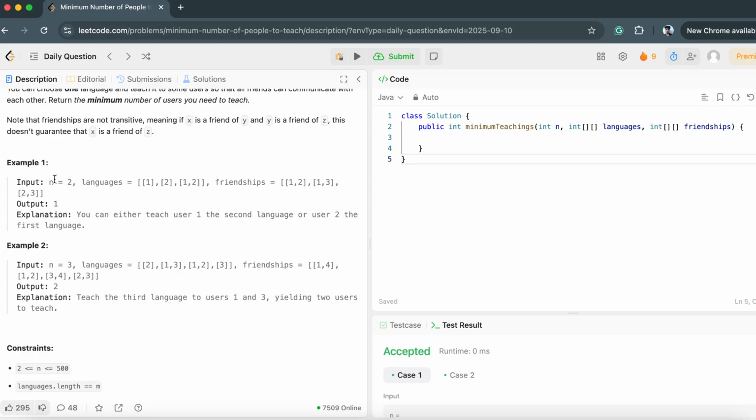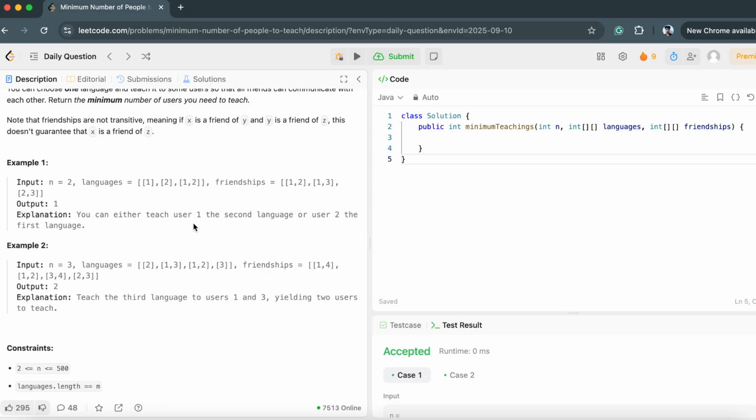In the first example, n is basically 2. That means there are two languages. These languages[i] basically denote that the first person knows the first language, the second person knows the second language, and the third person knows both one and two. And friendships denote there is a friendship between one and two. That is, the first and second users are friends, the first and third users are friends, and the second and third users are friends.